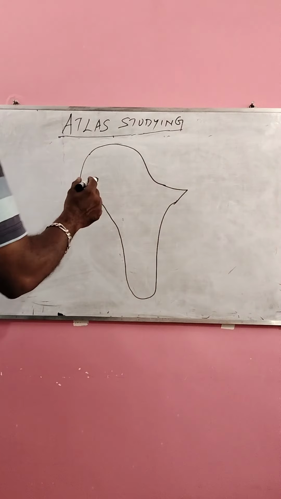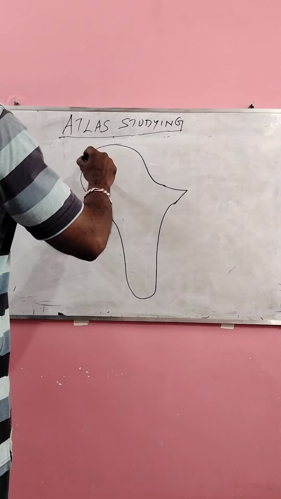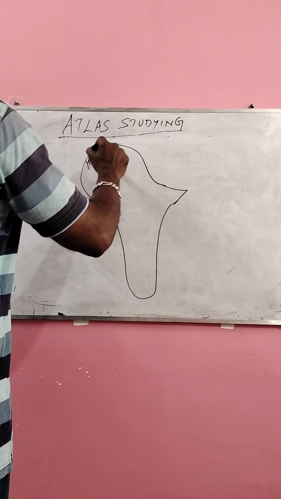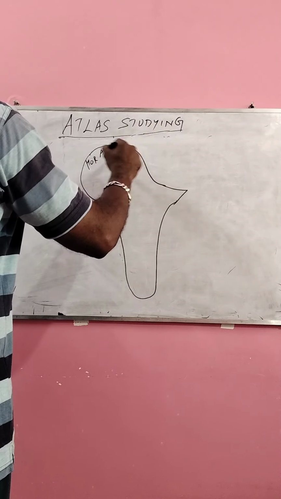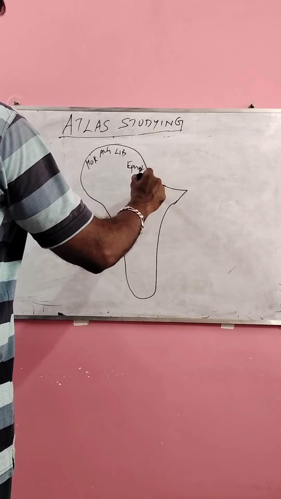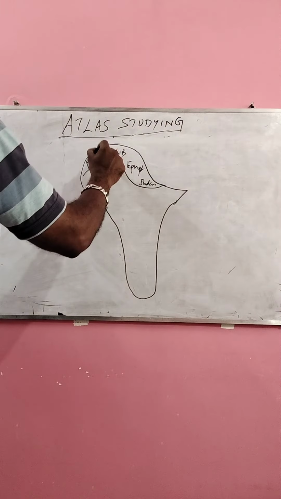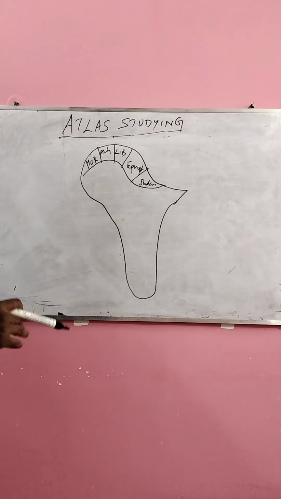Okay. The important states in the Saharan region are Morocco, Algeria, Libya, Egypt, Sudan, large states, powerful states, rich in oil and gas. Once again, I am marking roughly for your understanding.